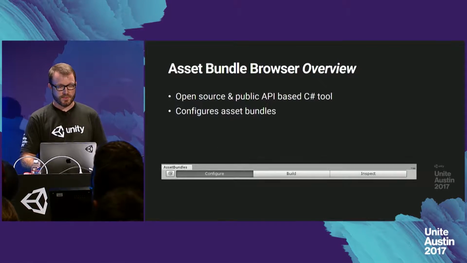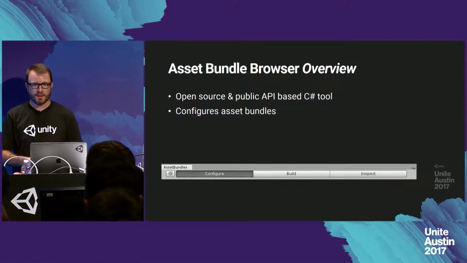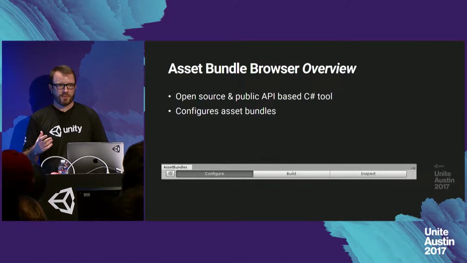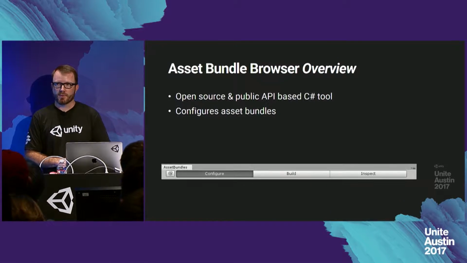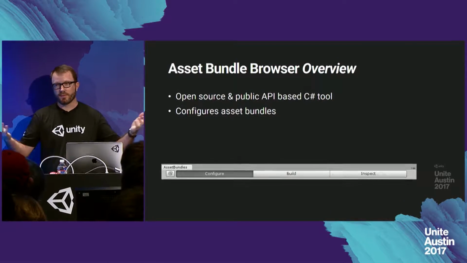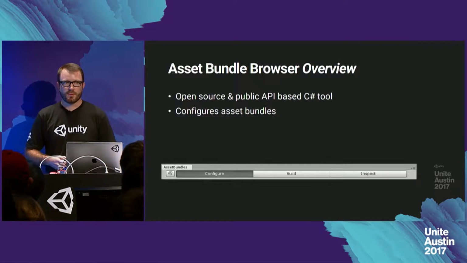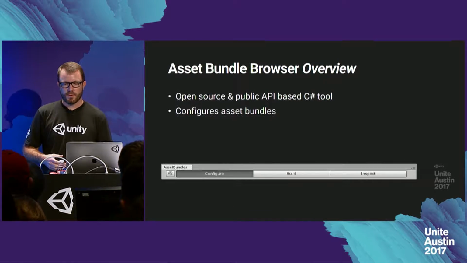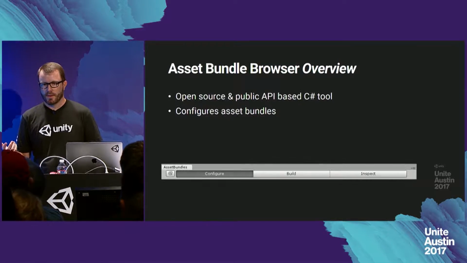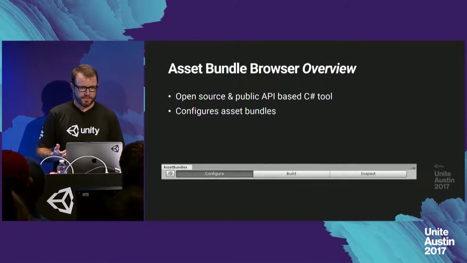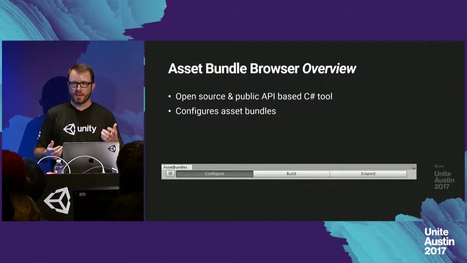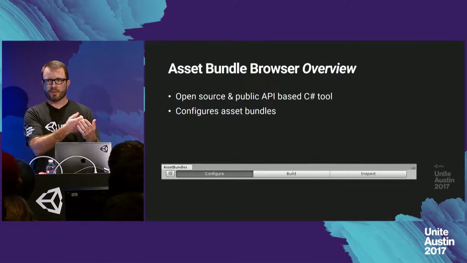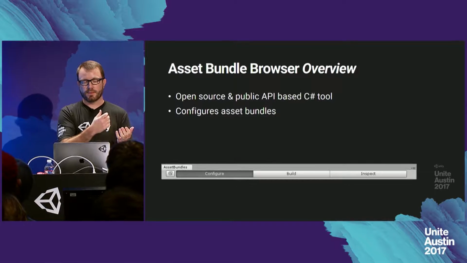So what does the tool actually do? There's three main sections of it: configure, build, and inspect. Configure is where you're going to spend most of your time if you're using the tool. Basically, it configures asset bundles. What it lets you do is that you see all the asset bundles available to you. It lets you see what is explicitly and implicitly put into the bundle. And what I mean by that is if you put some prefab into a bundle, you say this prefab's going in this bundle. You're explicitly adding that prefab to the bundle.